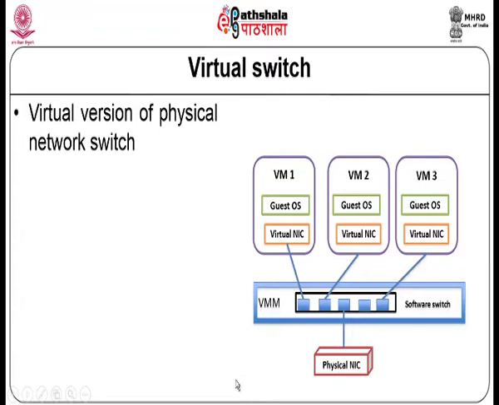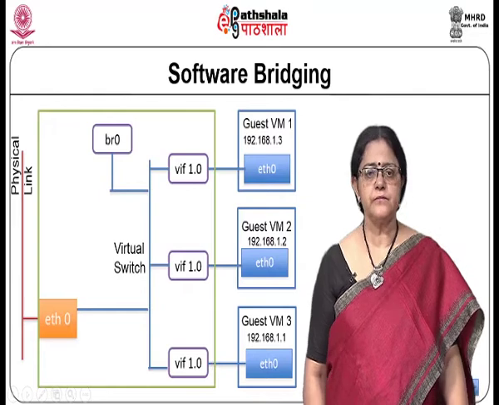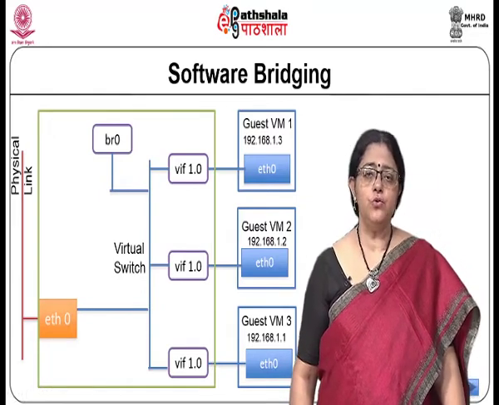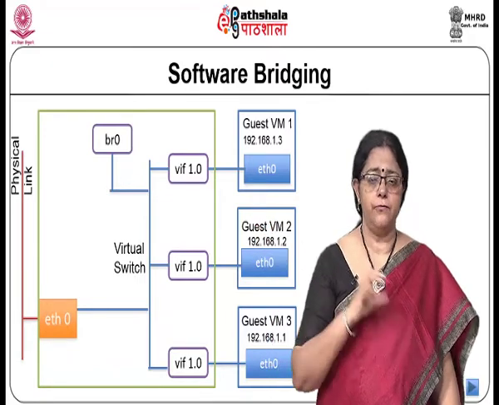So, it is a virtual version of the physical network switch, and the virtual network adapter is used to connect to the physical network. It connects the VMs at layer 2. This is a layer 2 connection. Now, we use software bridging to connect multiple virtual NICs to a physical NIC.